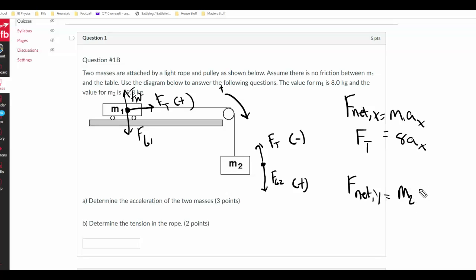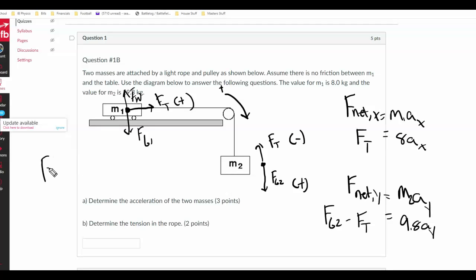Now, because the two objects are connected by a rope, they have to have the same acceleration. And so even though I'm going to call this one ay because mass 2 is accelerating in the y direction, and this is ax because mass 1 is accelerating in the x direction, they're the same acceleration. And so when I plug in the mass here in a second, I can combine those like terms. So this is 9.8 times ay. I write down the sum of the forces, and I write down Fg2 minus Ft. Okay, and notice that this Ft is negative and this Ft is positive, and it has to be like that so that you get the correct answer.